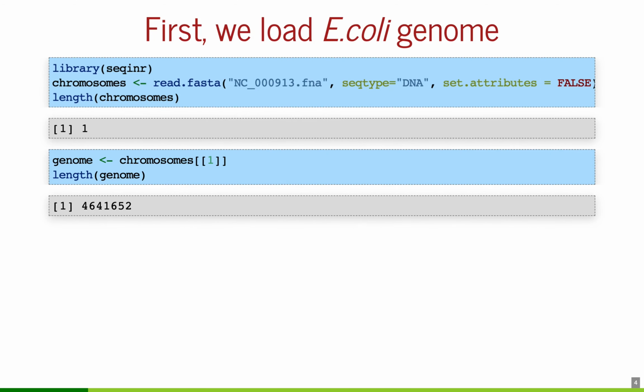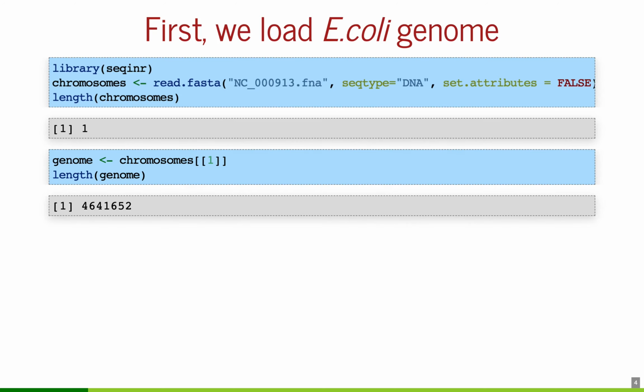So let's start with the basic thing. We will load the E. coli genome with the Sequiner library. We use read FASTA on the correct file. We check that we have only one chromosome, and then we check that the chromosome has a length of 4.6 million base pairs, which corresponds to the length of this strain of E. coli.